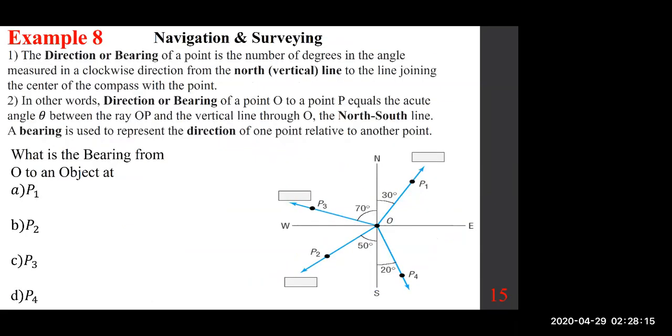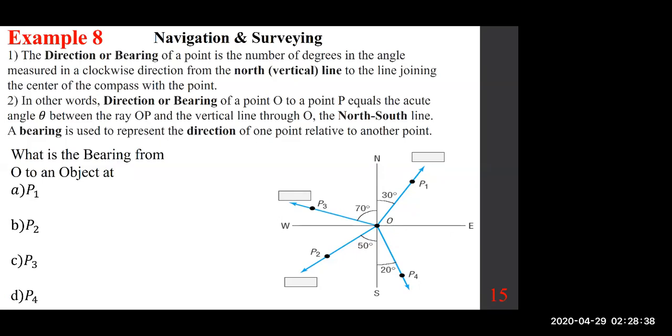All right, navigation and surveying. So we are going to look at direction or bearing. Can somebody read the definition of a direction or bearing for us, please? Somebody else going to help us here, class? I know. Yeah, go ahead.